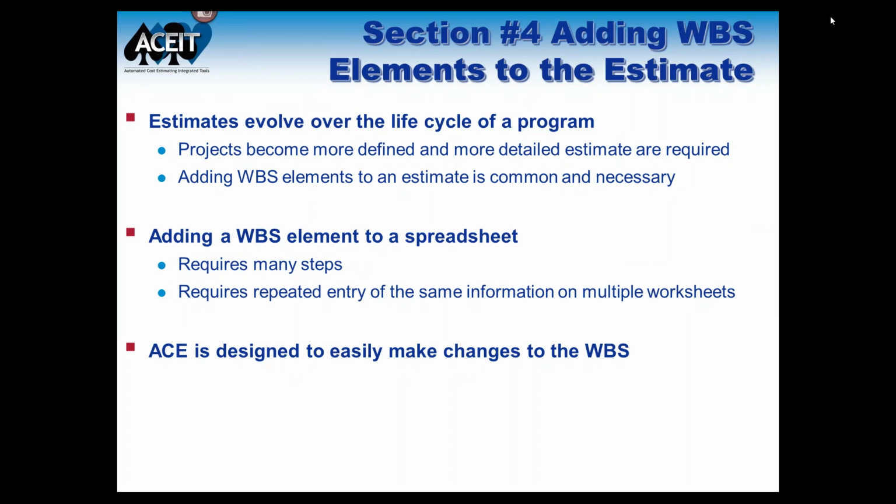Okay. Section 4 is about adding WBS elements to the estimate. Most of the estimates that we work on tend to be things that are around for quite some time. They evolve as the program goes through the acquisition process, and as the program goes through the life cycle. More often than not, we are faced with a situation at some point during the life of the estimate of having to add WBS elements to the estimate. And in a spreadsheet, that's not particularly easy. It usually requires a lot of steps, and it also usually requires a lot of repeating and copying and pasting to multiple parts of the worksheet, or the different worksheets throughout the workbook.